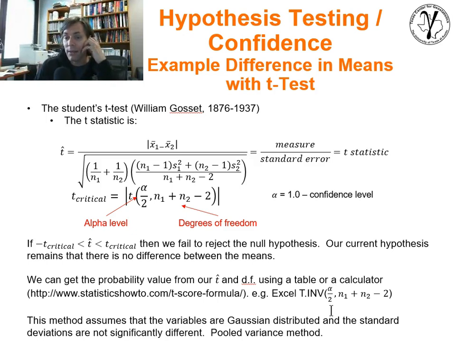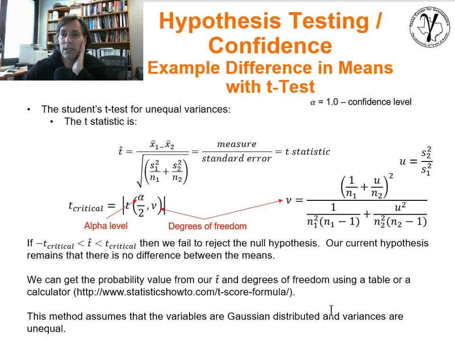Now, the one thing I should mention about this test, it assumes that the variables are Gaussian distributed and the standard deviations are not significantly different from each other. It's known as the pooled variance method. If you look it up, you'll find that in some cases you can still use the test when the variables are close to Gaussian and so forth. These are details that we should be careful about. For the scope of this course, we will provide and work with examples which meet these metrics so that we're able to run this test.